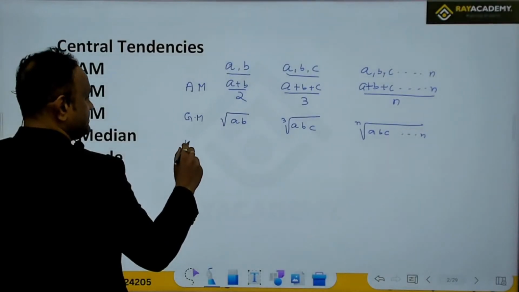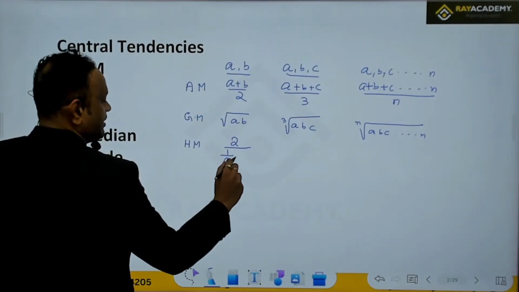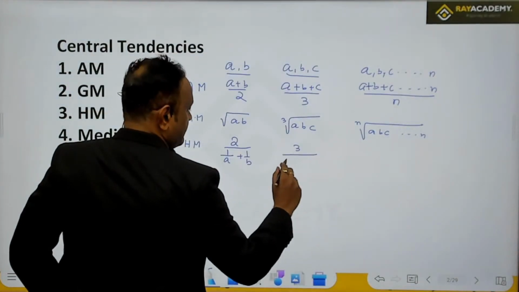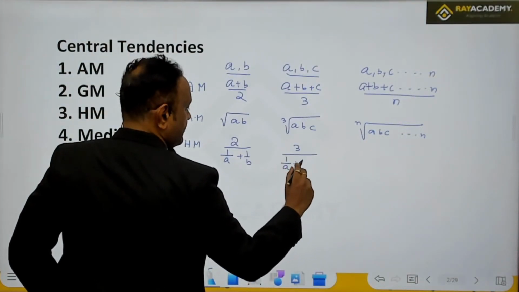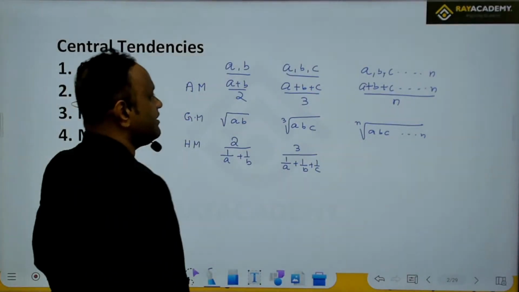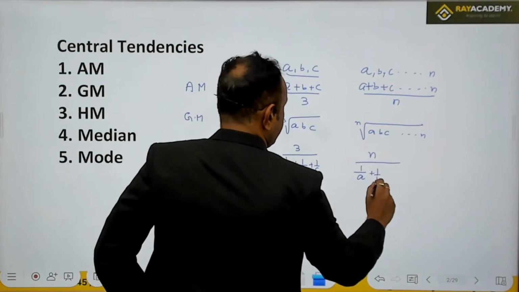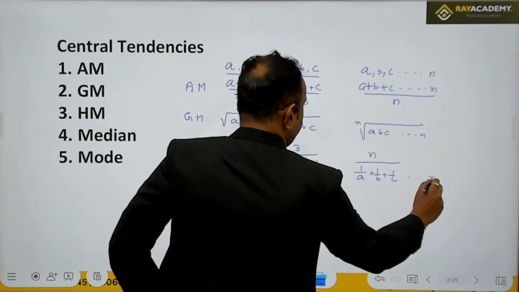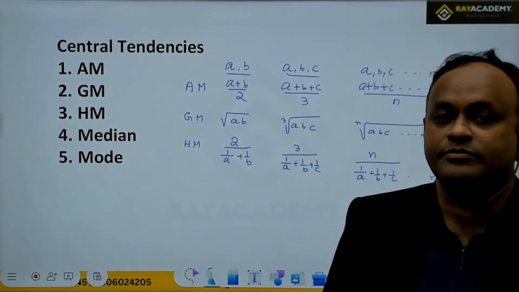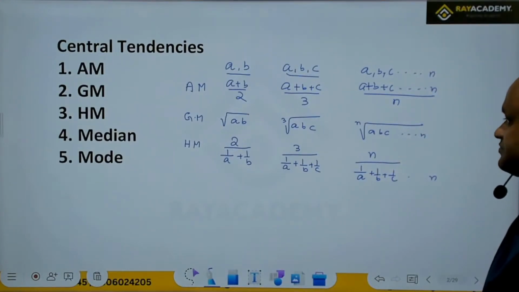Similarly, harmonic mean: if two numbers are there, the harmonic mean will be 2 by 1 by A plus 1 by B. And if there are three numbers, harmonic mean is 3 by 1 by A plus 1 by B plus 1 by C. And if there are n numbers, harmonic mean will be n divided by 1 by A plus 1 by B plus 1 by C up to n terms. So this is the formula for arithmetic mean, geometric mean and harmonic mean. Okay, if there are n numbers, you can note it down.